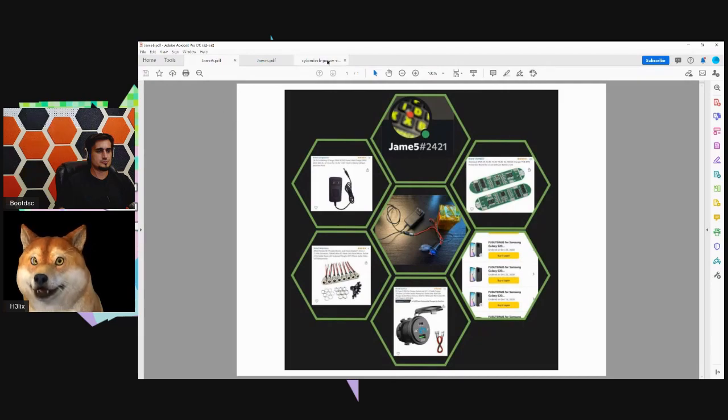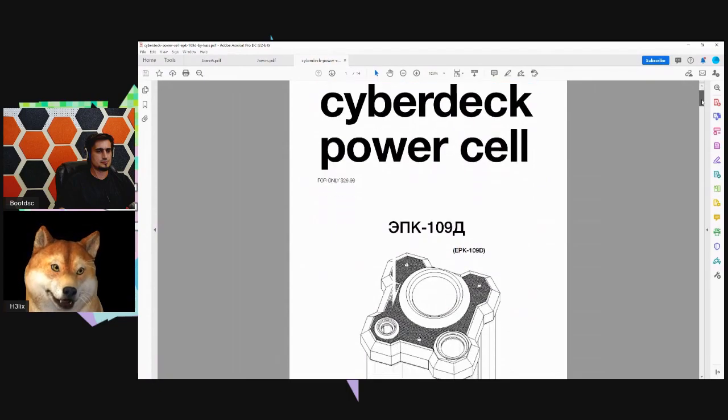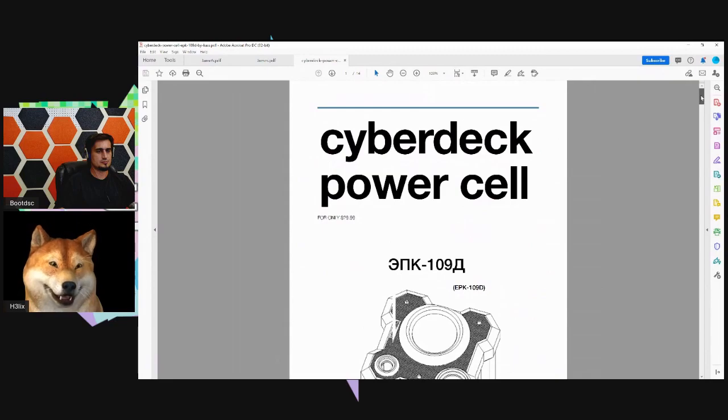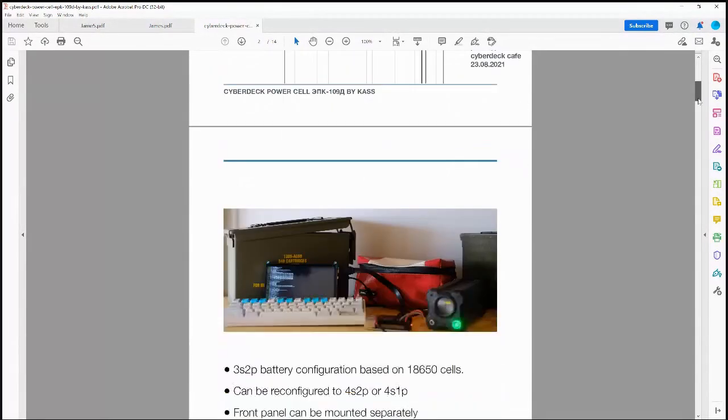All right, our third entrant. By the way, bonus points for just the old Radio Shack catalog feel that it's got going on here. But this is just called the Power Deck, or the Cyberdeck Power Cell from Cass with a K. And this documentation is actually pretty extensive. There's like 14 pages of documentation.